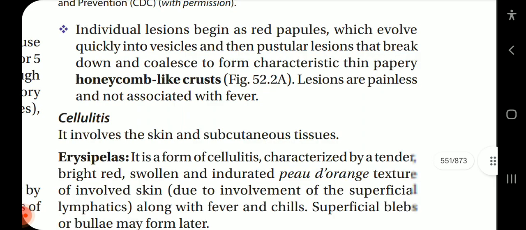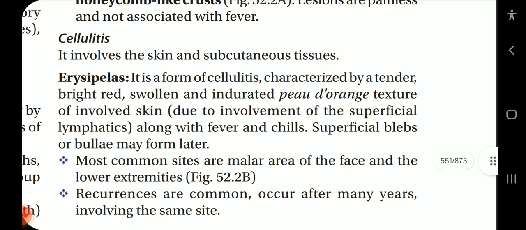Individual lesions begin as red papules which evolve quickly into vesicles and then pustular lesions that break down and coalesce to form a characteristic thin papery honeycomb-like crust. Lesions are painless and not associated with fever.